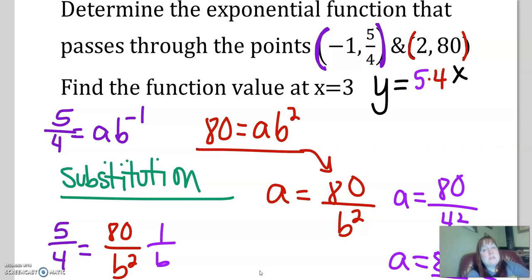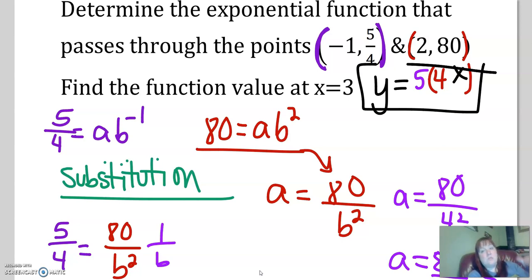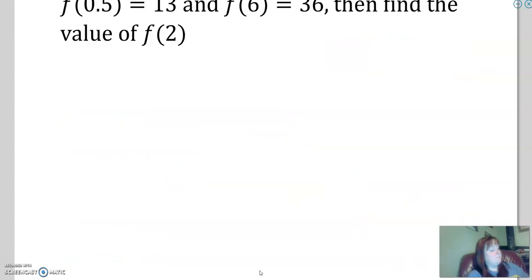Now again, everyone's going to be tempted to say, oh, that's 20 to the x. No, no, no, no. Exponents are stronger than multiplication. So it's 4 to the x times 5. We do the exponent first. Okay, so here we go. This tells us a function that has both of those points on it. If you put in -1, you would get out 5/4. If you put in 2, you would get out 80.